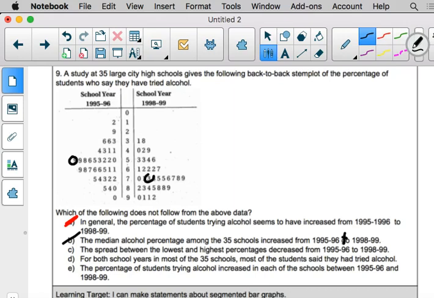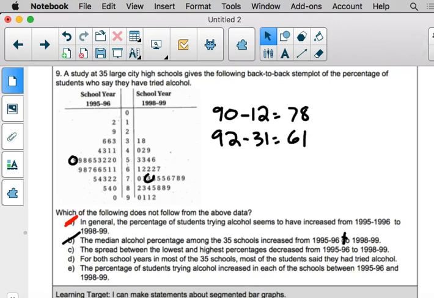The spread between the lowest and the highest percentages decreased from 1995 to 1998. Well, again, that's easy because here for 1995, 90 to 12, the range is 78. Now 92 minus 31. So yes, we did see that spread in general decrease.